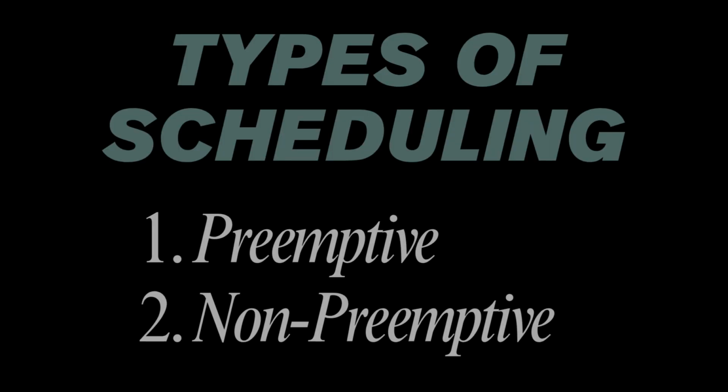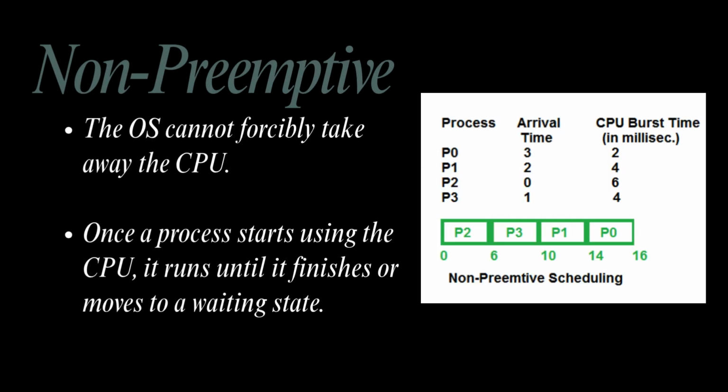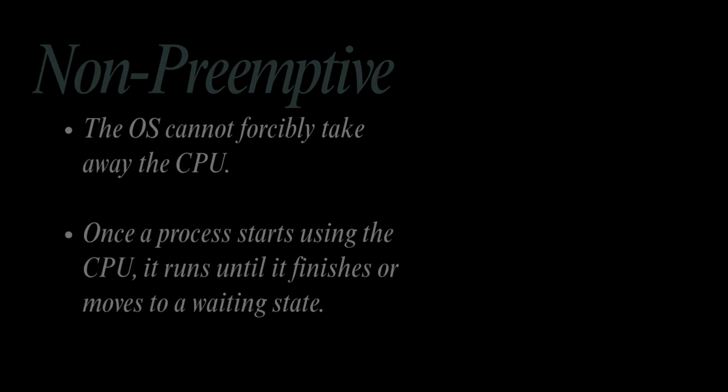Before we look at our algorithm, it's important to understand that there are two main types of scheduling. First, preemptive scheduling. This means a running process can be paused if a more important or shorter process arrives. And second, non-preemptive scheduling. In this, once a process starts, it keeps running until it finishes without any interruption. Now let's see how these ideas work in practice.